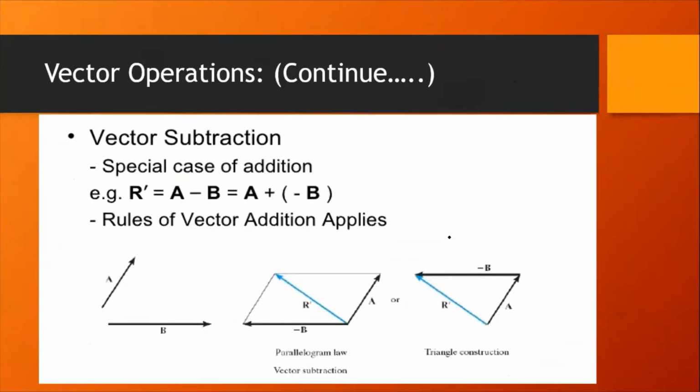You can see vector subtraction is a special case of addition. R dash equals A minus B. So you can also write A plus, in brackets, minus B. The rules of vector addition apply.